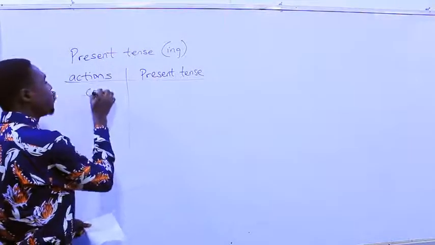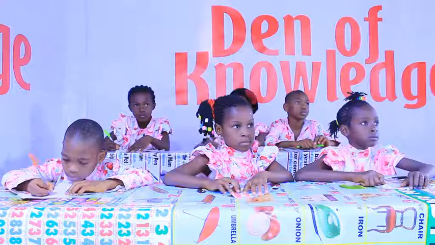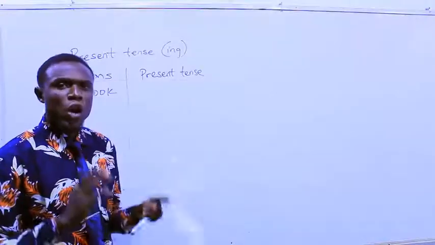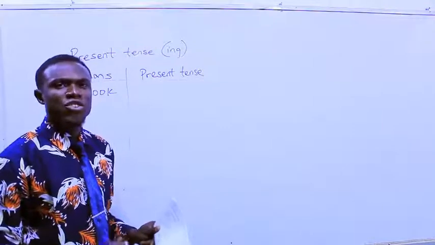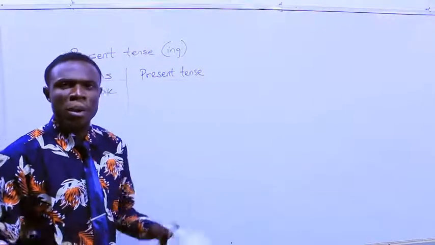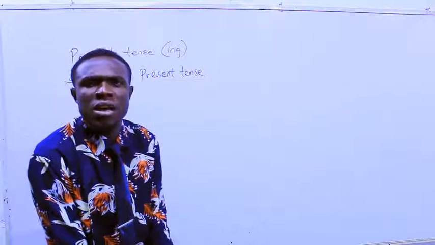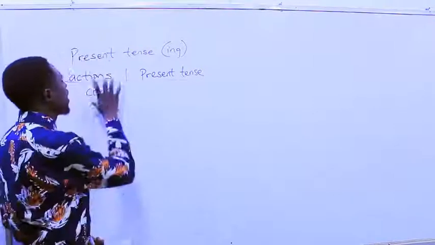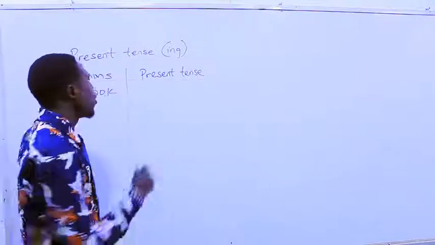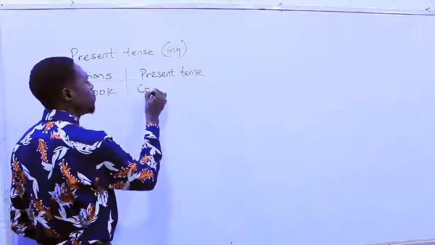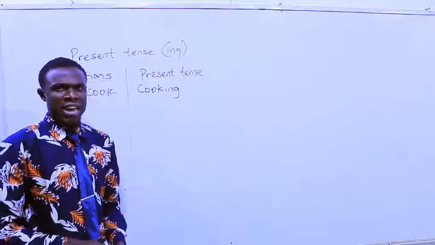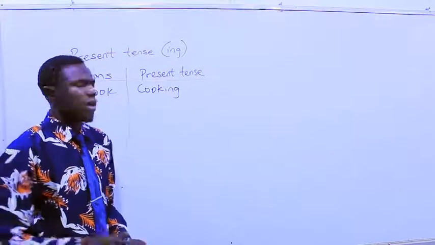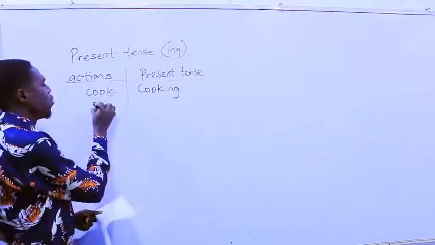One of the actions I know about is cook. Of course, I like cooking. So cook. Cook is an action. I want to change this action to present tense. Remember, we are talking about what you are doing currently. So if you engage yourself in this action called cook, we put it ing. It becomes what? Yes, it becomes cooking.